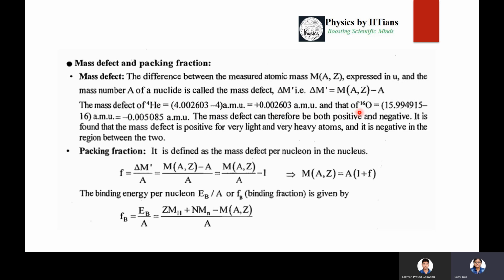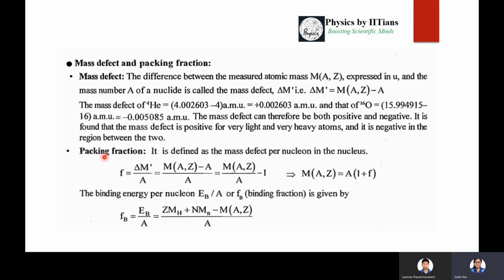You get the mass defect of helium as 0.002603 AMU, and that for oxygen is minus 0.005085 AMU, as the measured atomic mass is 15.994915 and the mass number for oxygen is 16. So the mass defect can be positive as well as negative. It is found that the mass defect is positive for very light and very heavy atoms, and it is negative in the region between these two.